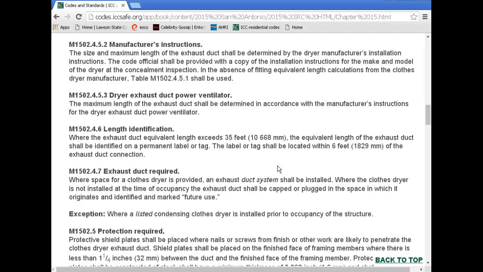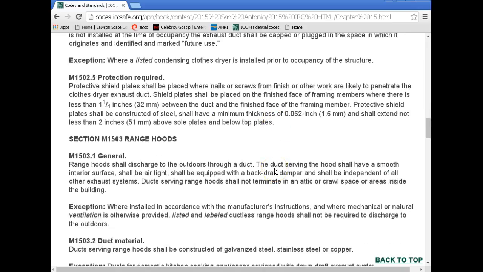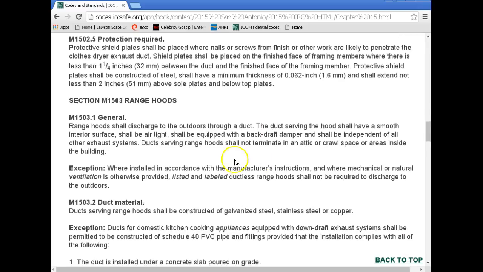Okay, so 1503 is range hoods. Let's see what we got here. Range hoods shall discharge to the outdoors through a duct. The duct serving the hood shall have a smooth interior surface, be airtight, be equipped with a backdraft damper, and be independent of all other exhaust systems. It shall not terminate in the attic or the crawl space. The exception, of course, is if the manufacturer has labeled and listed it to do so.